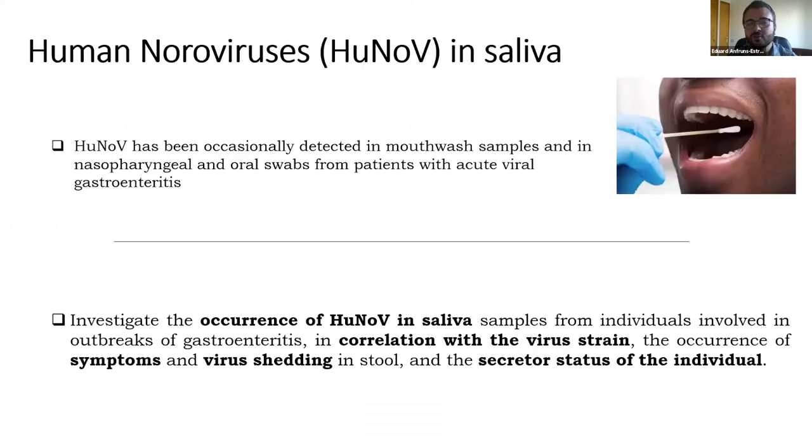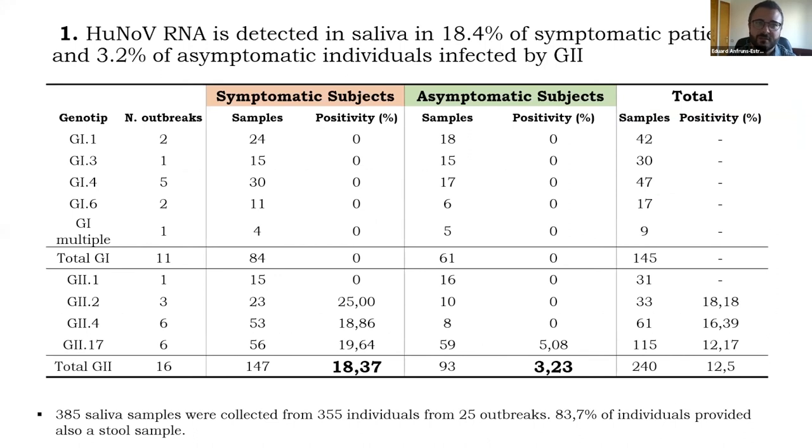Diarrheal stools are used to detect noroviruses, but recent studies have also reported detection in the oral cavity. So, the objective of this study was to characterize the presence of human noroviruses in saliva in correlation with the virus strength, the occurrence of symptoms, the secretor status, and the virus shedding in stool. In the next slide, the main results of saliva characterization will be discussed.